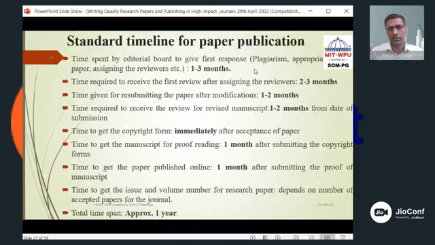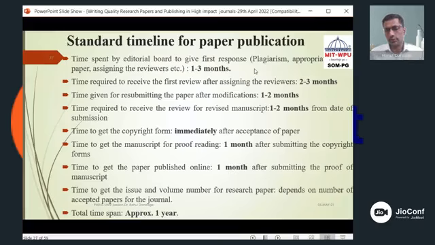Standard timeline: first 1 to 3 months for the first editorial review. After the reviewers are assigned, 2 to 3 months for the first review process. Once the review is conveyed to the author, if a resubmission with revisions is required, 1 or 2 months will be given for revising the paper and resubmitting it. Again, 1 or 2 months will be required for review of the revised version of your manuscript.